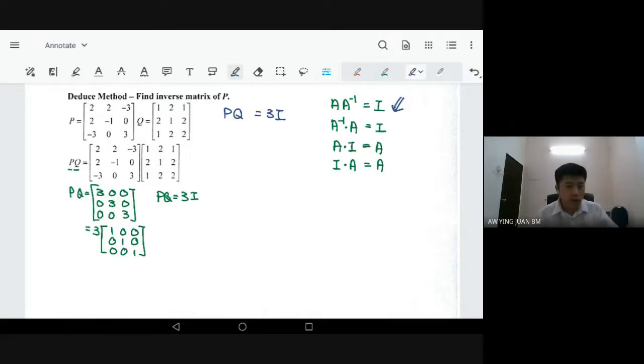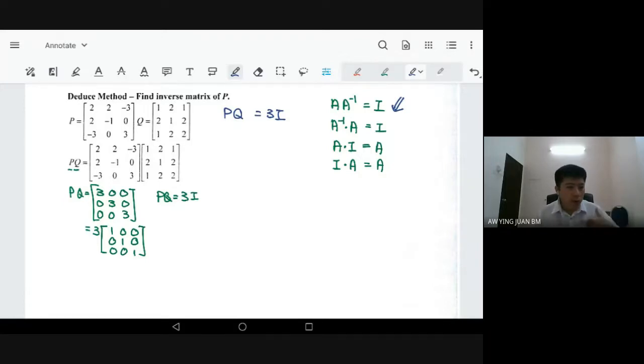Kindly take note, matrices are very sensitive with the order. So AB is not equal to BA. Same as well for this part, matrix P multiplied with the matrix Q, the answer will be different from the matrix Q multiplied with the matrix P. So order is important. Now the question asks us to find the P inverse.